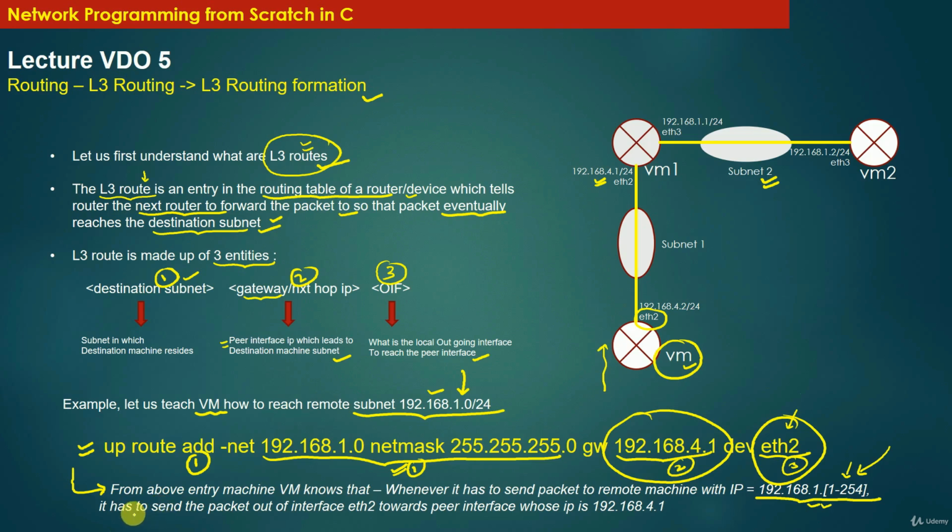So the router VM has to send the packet out of interface Ethernet 2, that is the local interface, towards the peer interface whose IP address is 192.168.4.1, right? So by installing this entry in the router VM, we have actually given the intelligence to the router VM on how it should treat a packet whose destination IP address falls in subnet 2, right? So now let us take another example.